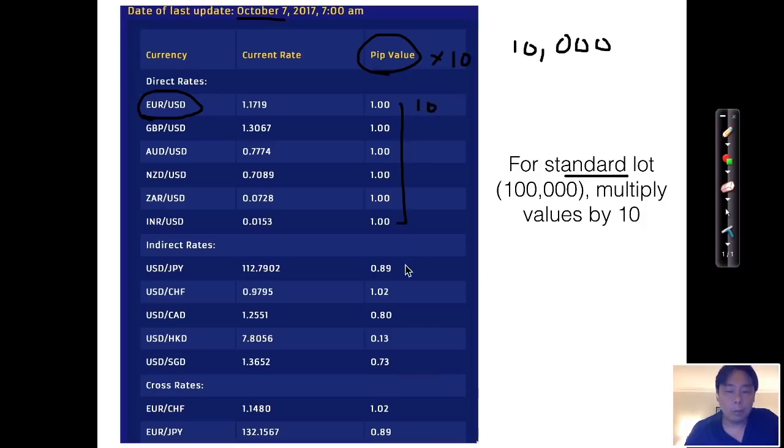Okay, this would be $8.90. Right, and this would be $10.20. Right, just multiply by 10. You understand? Euro franc, this would be $10.20. This will be $8.90. So you can see that for most of the currency pairs, it is straight up $10. All right. So in other words, every 1 pip movement is $10 per lot that you buy. That's what it means, all right?